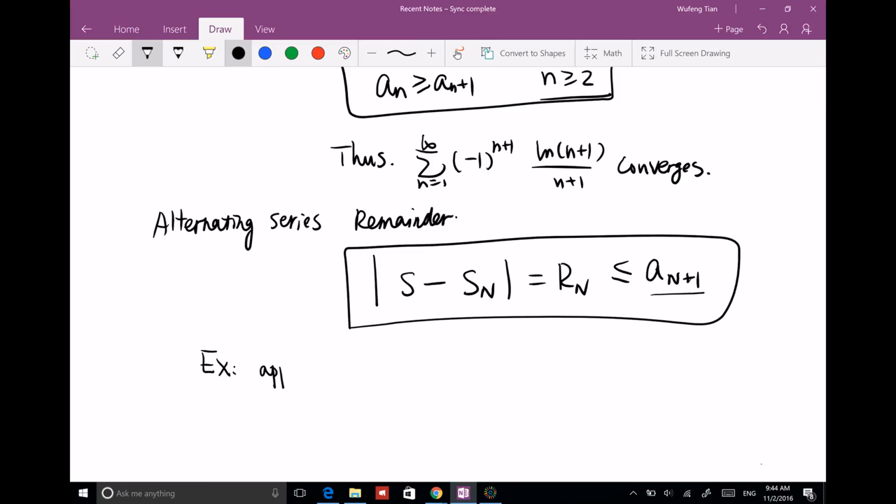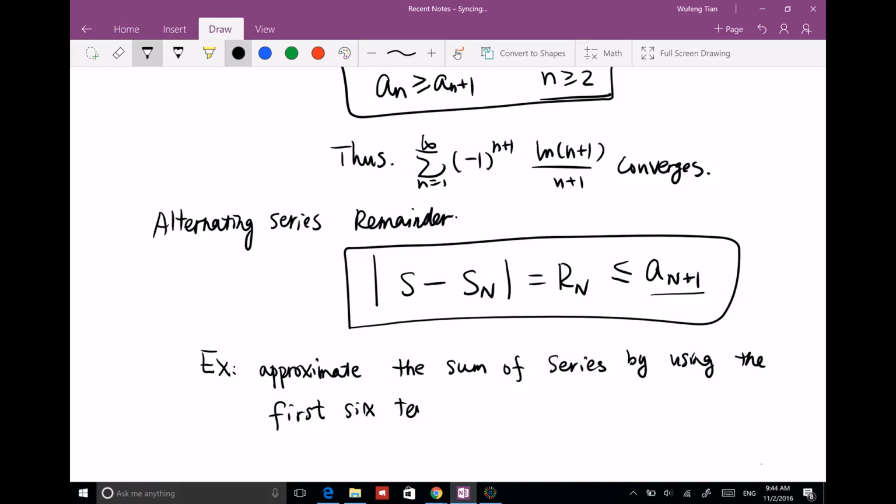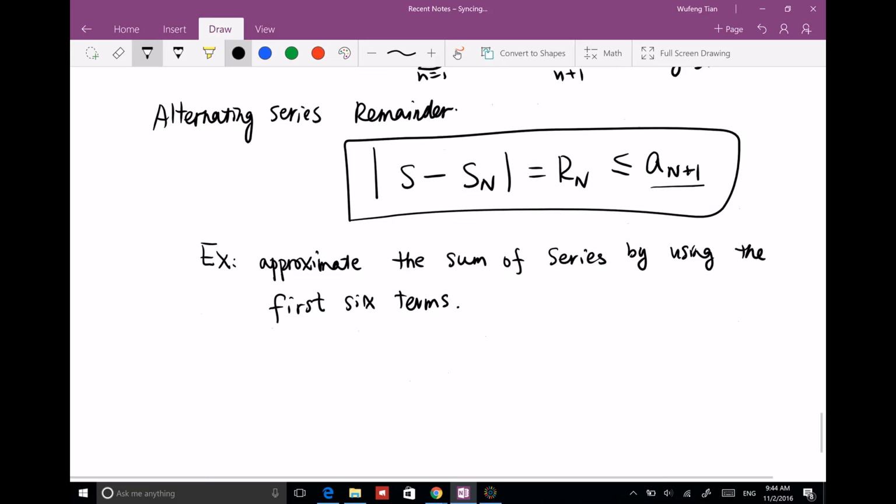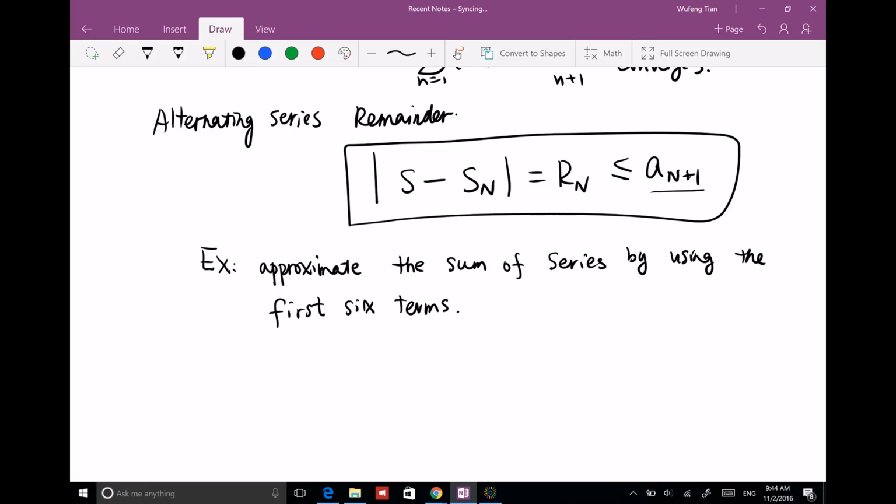Approximate the sum of the series by using the first 6 terms. Okay, for example, we look at the sum for n from 0 to infinity of negative 1 to the power n, times 2 over n factorial.